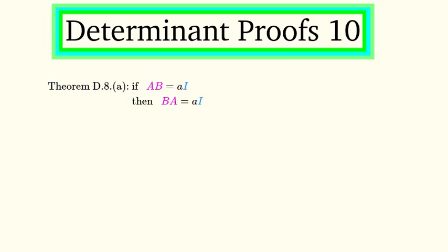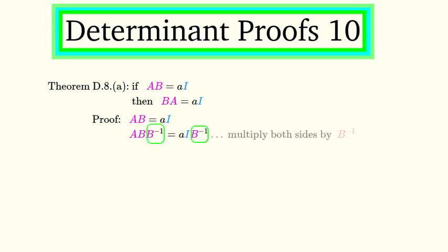So now to prove part A of this theorem, which says that AB is equal to BA on this condition, that they multiply together to make a matrix that's a scalar multiple of the identity matrix. So now to start this proof, we'll start with the first given equation. We'll multiply this equation on both sides by inverse B on the right.